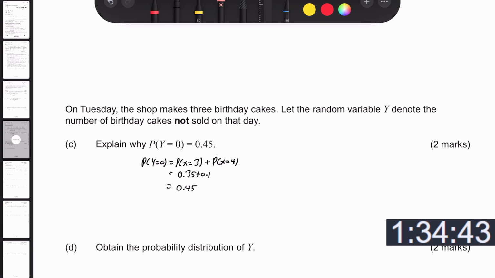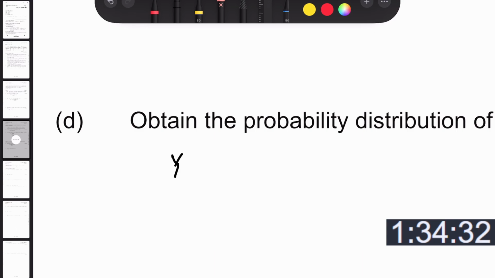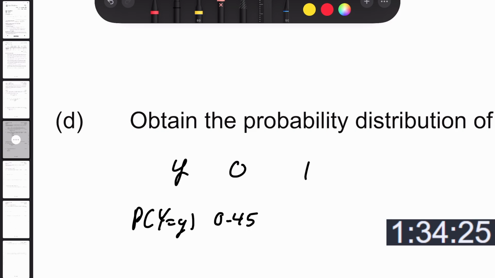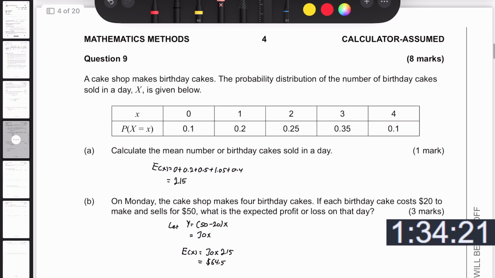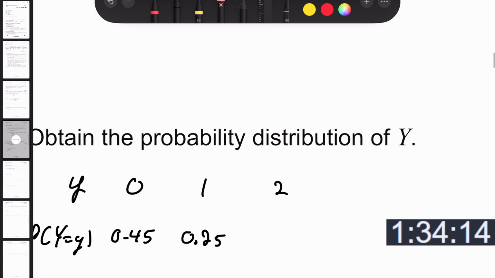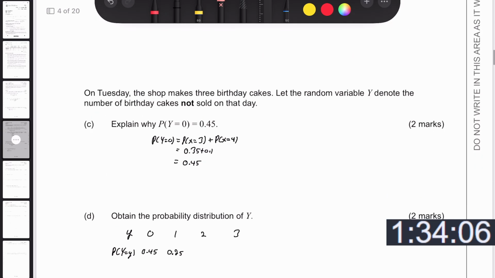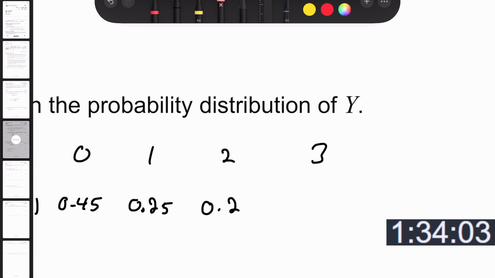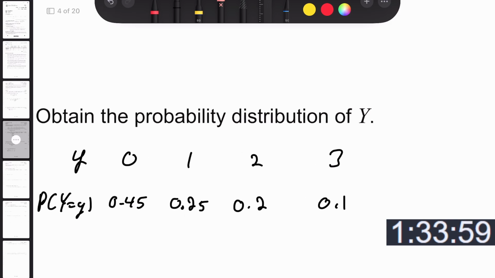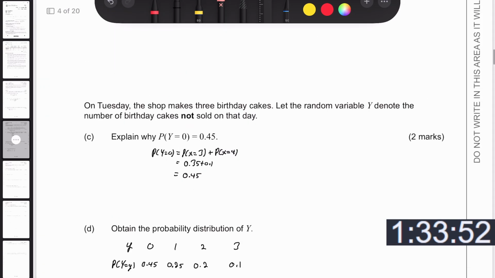Obtain the probability distribution of y. The shop makes 3 cakes, and y denotes the number of cakes not sold on that day. So let's say small y, the probability of y is equal to y. If it's 0, 0.45. If it's 1, so if there's one birthday cake not sold, that means that they only sold 2, so 0.25. There's 2, 3. If there's 2 left over, that means they only sold one of them, so 0.2. And then if there's 3 left over, they sold none of them, so 0.1. Does this add up to 1? Yes. Okay, that's good.